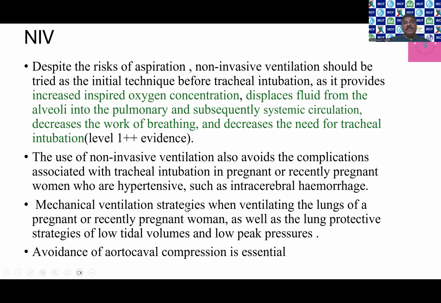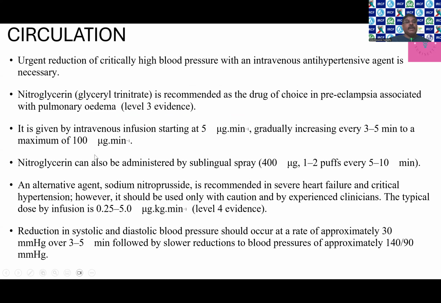So for mechanical ventilation strategies when ventilating the lungs in a pregnant or recently pregnant woman, we follow a lung protective strategy, with low tidal volumes and low peak pressures, and avoidance of aortocaval compression is essential along with the NIV. For circulation, urgent reduction of critically high blood pressure with intravenous antihypertensives is necessary. Nitroglycerin is recommended, the drug of choice in preeclampsia with pulmonary edema, level 3 evidence.